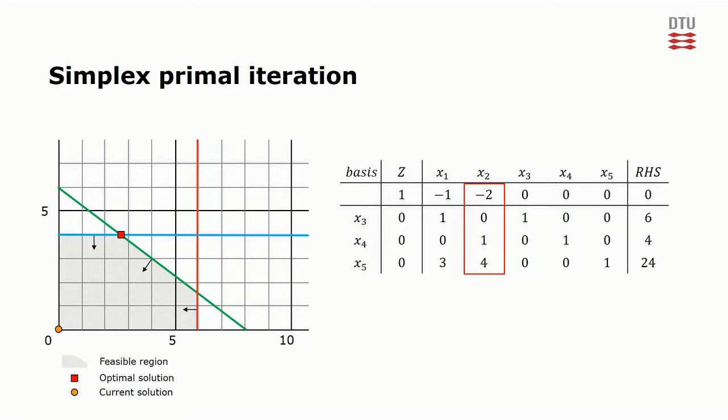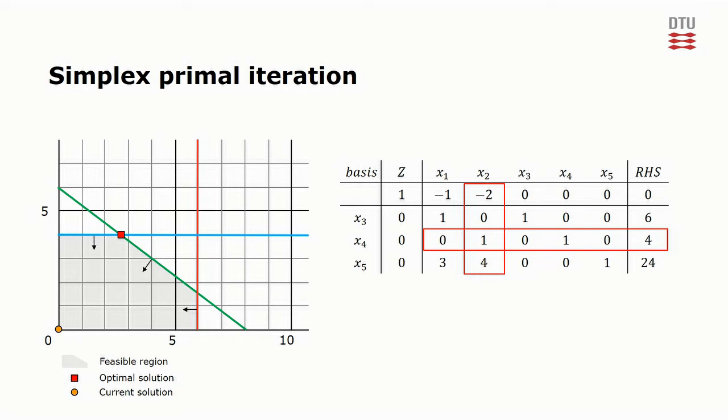Looking at the first row, we see that no matter how many times we take 0, we will never reach 6. The second row, we can take 1 4 times and then reach 4. And the third row, we can take 4 6 times before we reach 24. So the second constraint is the most limiting, meaning that the corresponding variable x4 is the leaving variable.